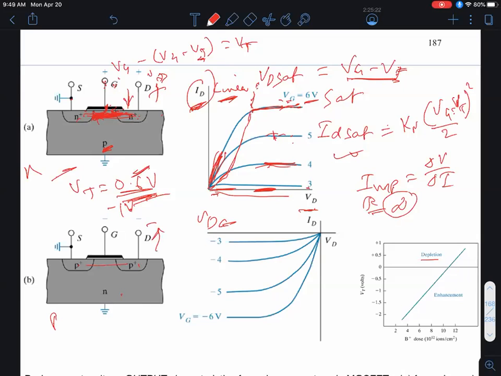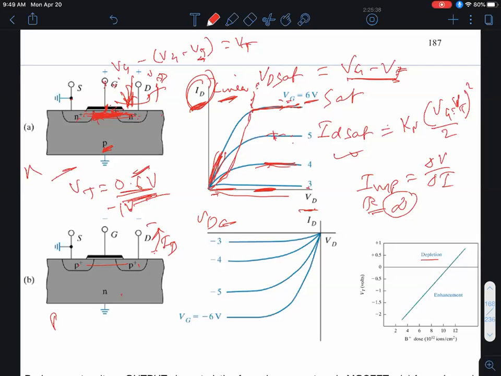And now the current, the holes would flow this way, and because holes have a positive charge, ID is this way, right? In the N channel, the electrons flow this way, but the ID goes into the device. And the sign convention is when the current goes into the device, you call that a positive drain current.